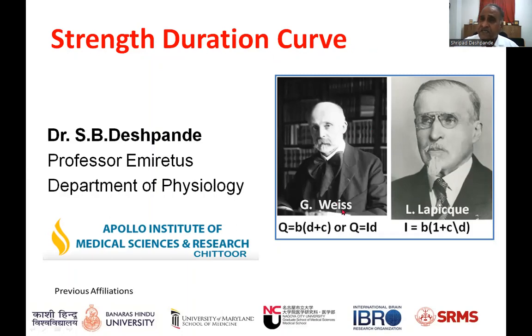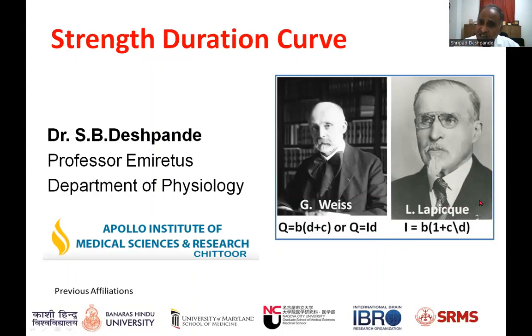One, Dr. Weiss, a German neurophysiologist or neurologist, with a lot of physics and mathematics background. He gave this equation, what is known as the Weiss equation. In this, Q is equal to B times D plus C, or Q is equal to I times D. Q is the charge, as we see the transfer of charges across the membrane. B is the rheobase strength, voltage, D is the duration of the pulse, and C is the chronaxie. Then he simplified it to Q is equal to the intensity, that is the voltage, and the duration. That is the basis for the strength duration curve.